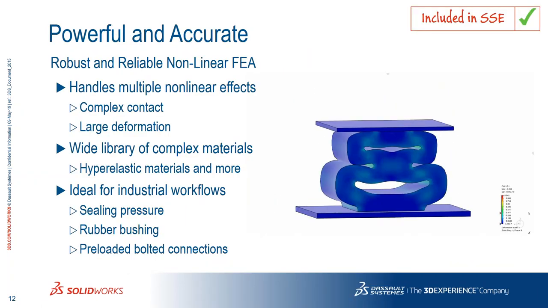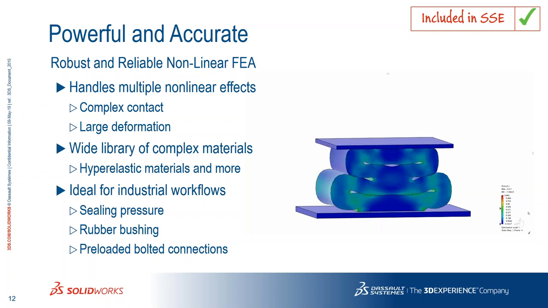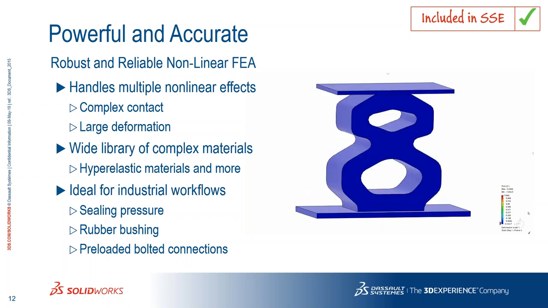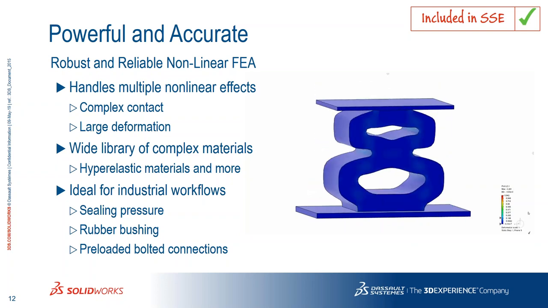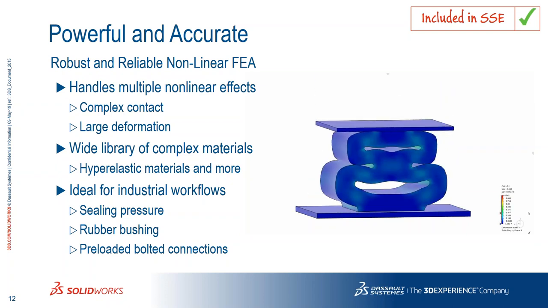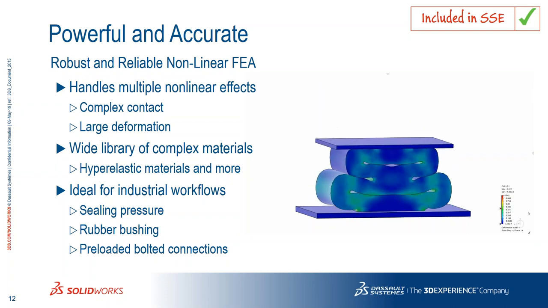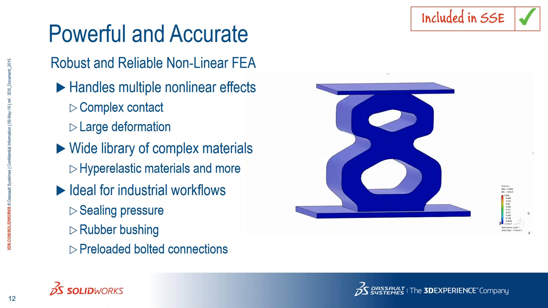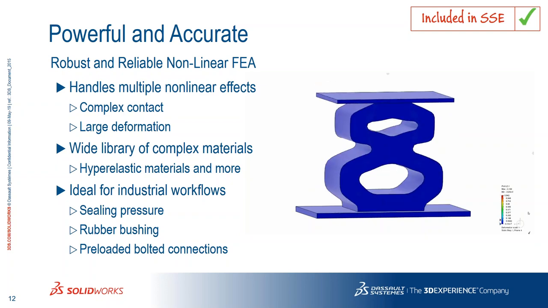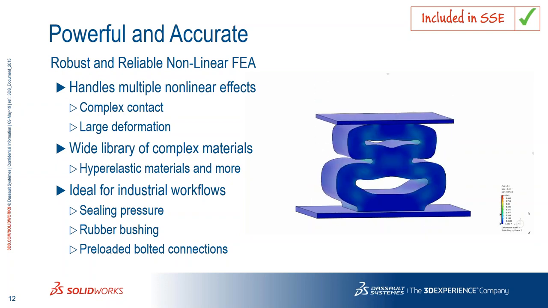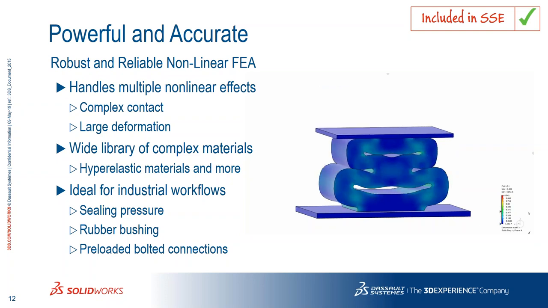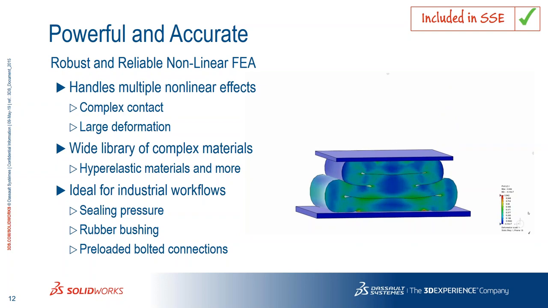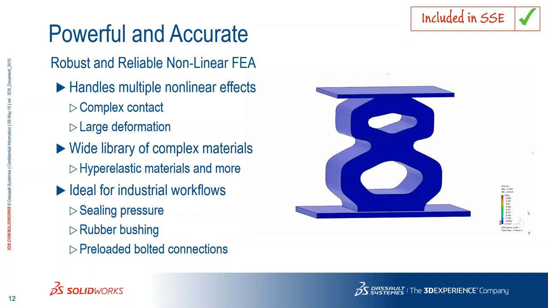Powerful and accurate, we already said, it's Abaqus. It's the best on the market for nonlinear analysis. In Structural Simulation Engineer, we are focusing on static analysis, so nonlinear static analysis. And of course, we can handle multiple nonlinear effects, multiple different materials like, for example, rubber and steel or aluminium, or we can handle multiple contacts at once, large deformation. We will see something in a moment with the case studies.